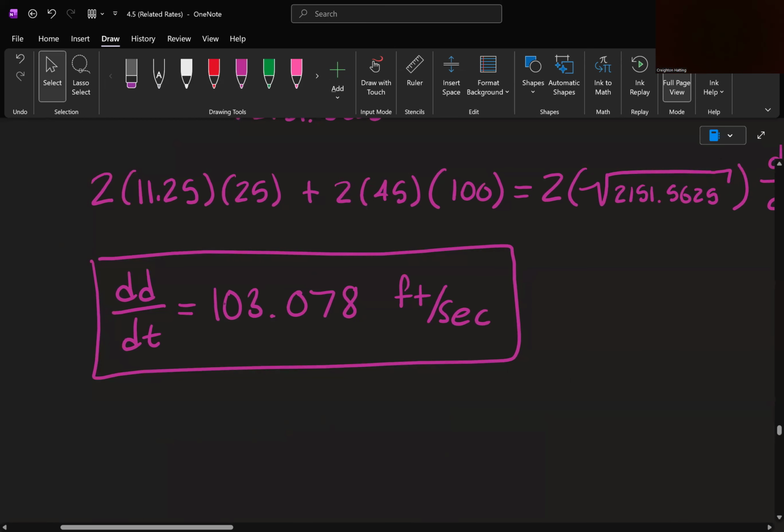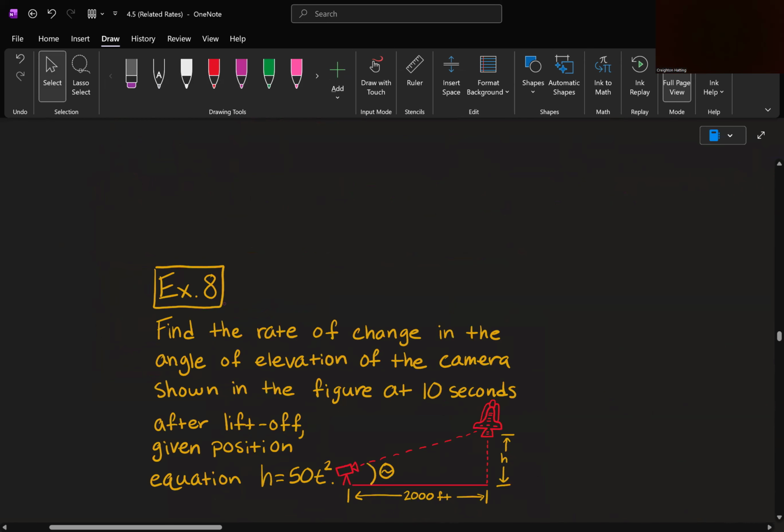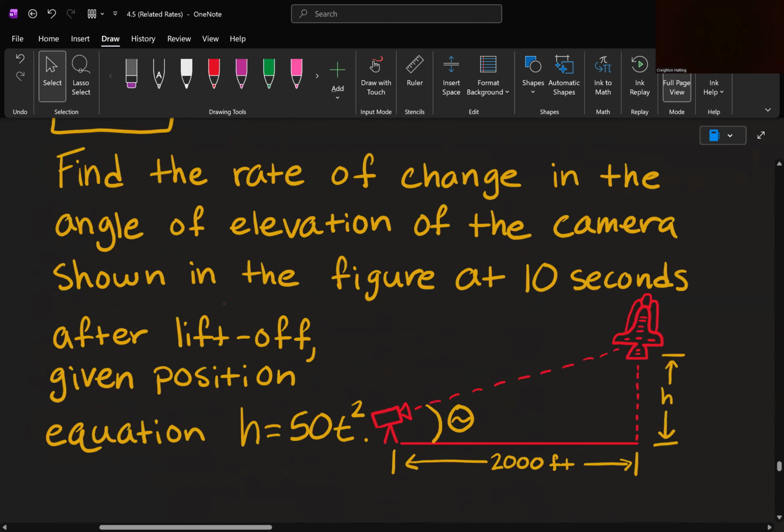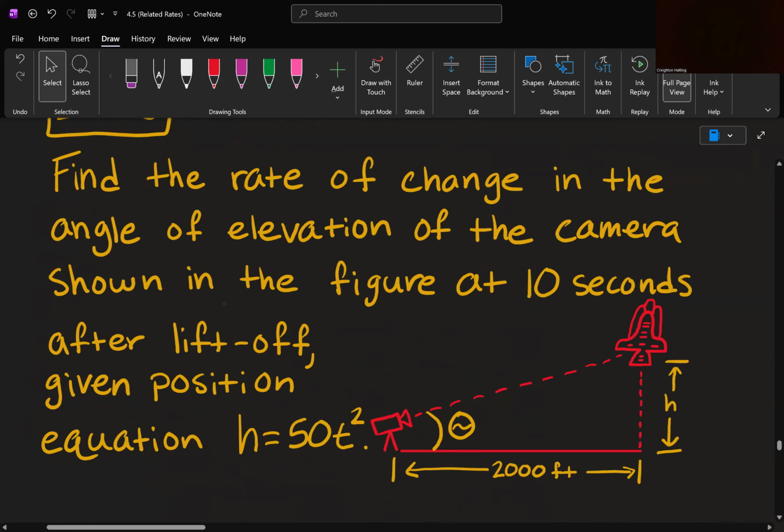Okay, so let's move on. So I have a new problem for us. Let's see, I've called it example 8. Here she is. Go ahead and pause the video if you need to copy this down. In fact, please copy it down. Okay, find the rate of change in the angle of elevation of the camera shown in the figure at 10 seconds after liftoff, given position equation h equals 50t squared. Also, there is some information in the diagram here that's not stated in the sentence. This 2,000 feet distance here between the camera and where the rocket launched off, and we also have the height labeled, but it doesn't really give us any other information than that.